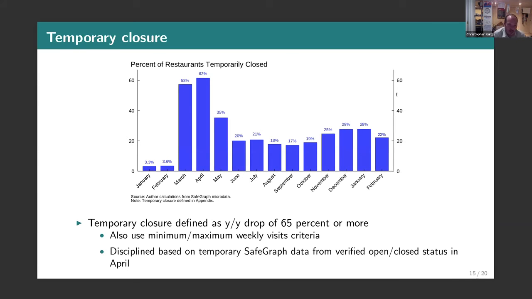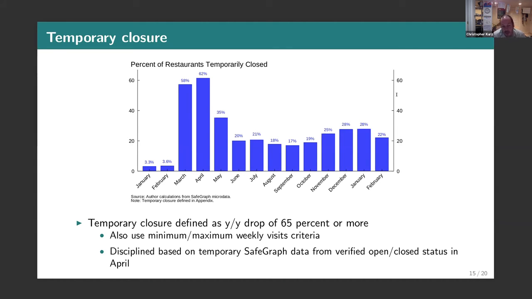So here are the results of temporary closure. We define temporary closure as a year-over-year drop of 65% or more in actual visits. We can use the actual minimum and maximum visits to check these results. But really what we see is a really dramatic increase in the percent of restaurants that are temporarily closed in March and April. Those temporary closure percents fall over time, increase again as we hit another wave of the pandemic in November and December, and have come down again.